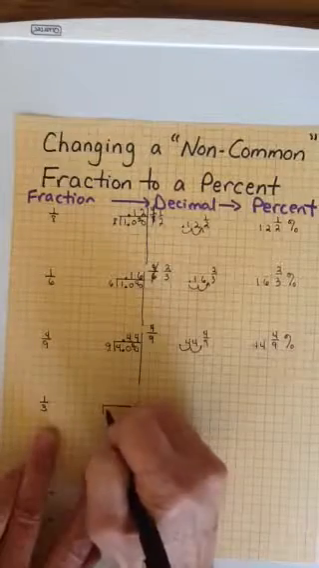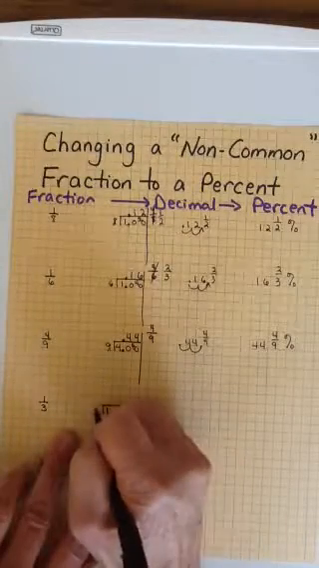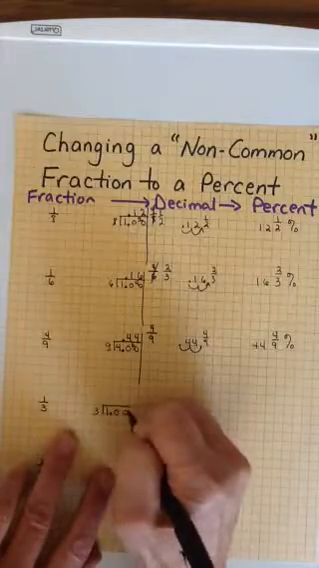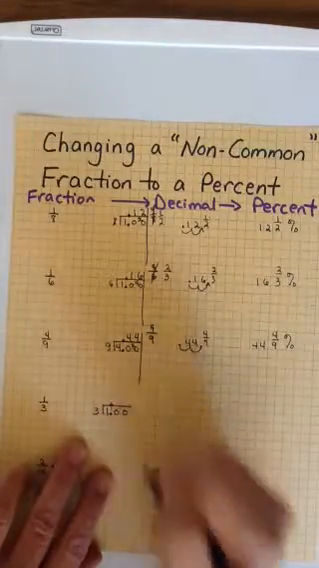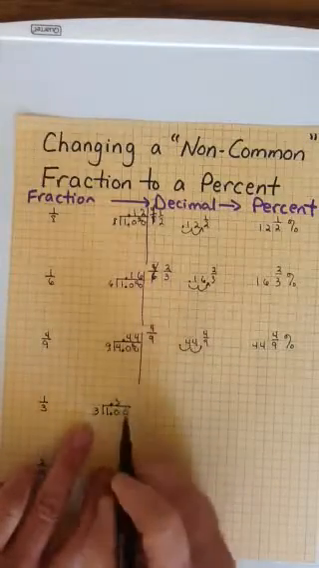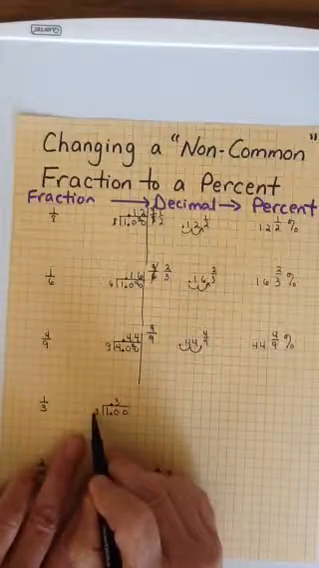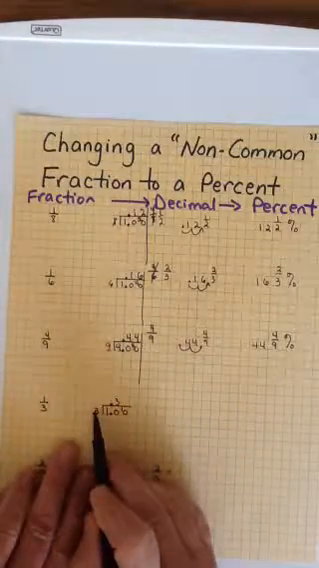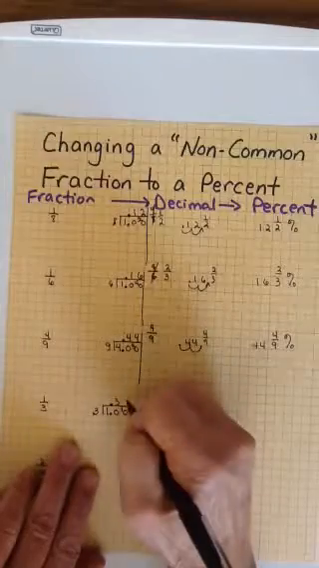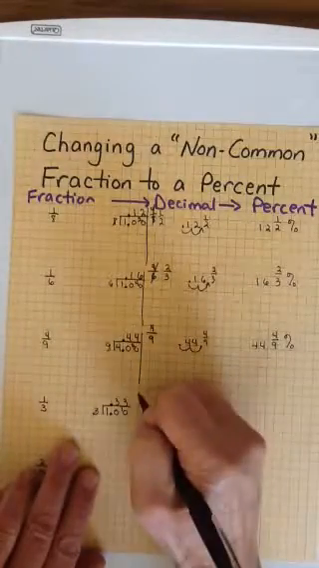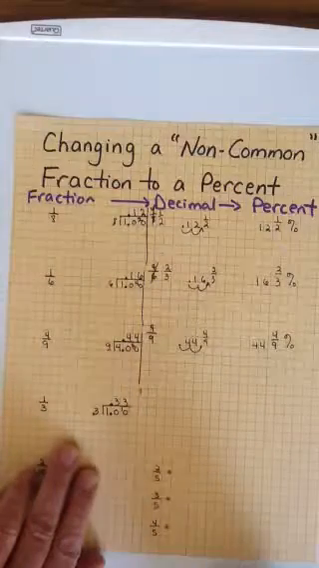The top number always goes inside the box. I place my decimal point, add 2 zeros, put my decimal point in my answer. 3 divides into 10 3 times. 3 times 3 is 9, so we have a remainder of 1. 3 divides into 10 3 times. 3 times 3 is 9, so we have a remainder of 1.